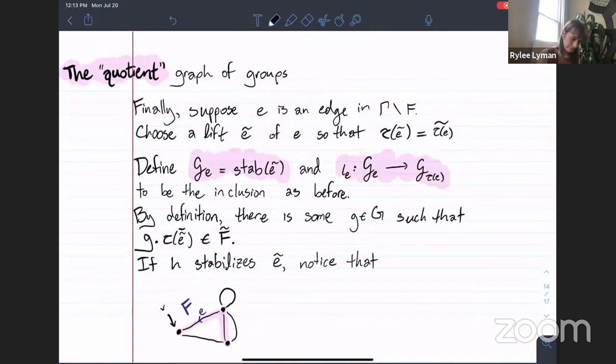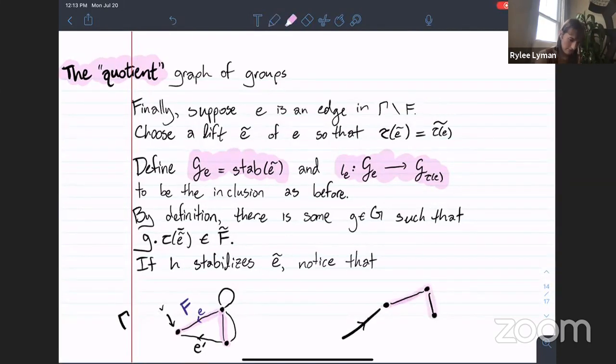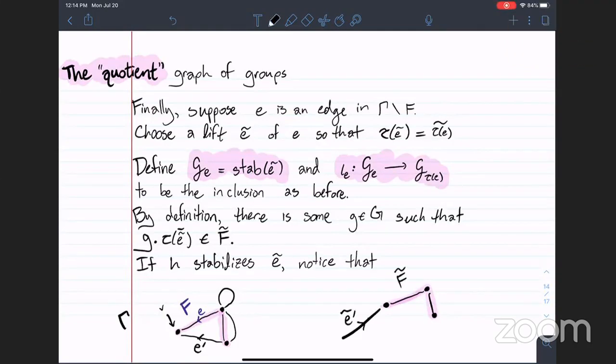Okay. So I need to do something with the rest of my edges. In my lift, just because this is the quotient graph, I can choose an edge. Okay, so let's call this E prime. I can choose an edge such that its terminal vertex belongs to my lift of my spanning tree. So this was F tilde. This is going to be E prime tilde. Okay.